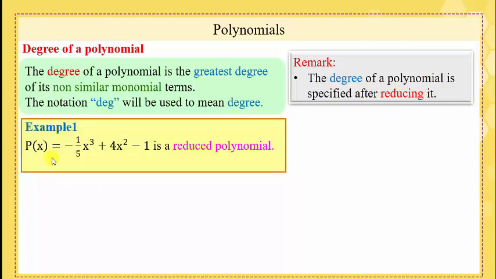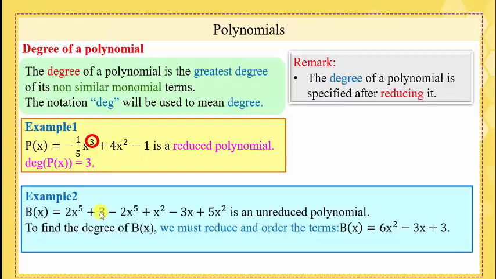Example 1. p in x equals minus 1 over 5x cubed plus 4x squared minus 1 is a reduced polynomial since it has no similar terms. So the degree of p in x is 3 because the degree of a polynomial in one variable is the greatest exponent of this variable of the reduced polynomial.